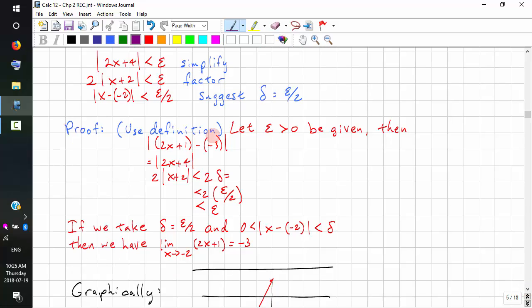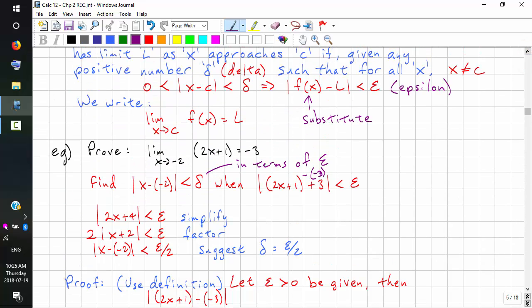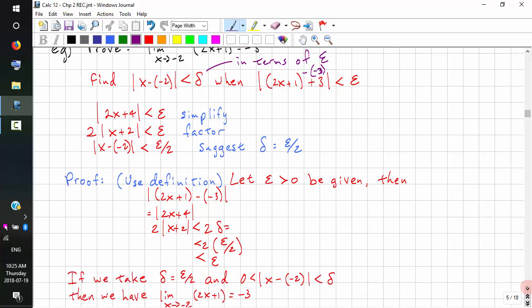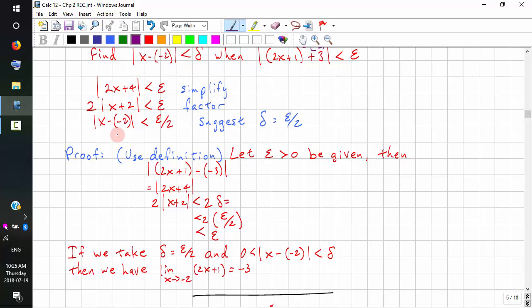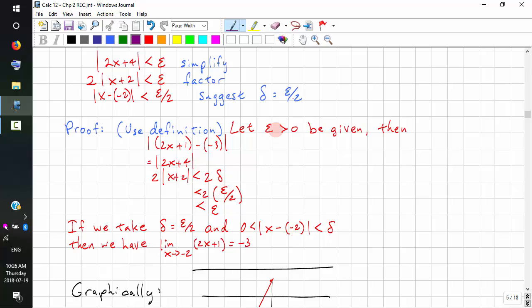So the proof, we use the definition. We let epsilon greater than 0 be given. Then we have this. So we just go back to our statement and show our work here. So we have the absolute value of 2x plus 4, factor out the 2. And this should not be here, so we'll cross that out. 2 times the absolute value of x plus 2 is less than 2 delta. Okay? Because we said delta equals epsilon over 2, so epsilon equals 2 delta. We substitute our delta with this. We've shown that this side is less than epsilon.